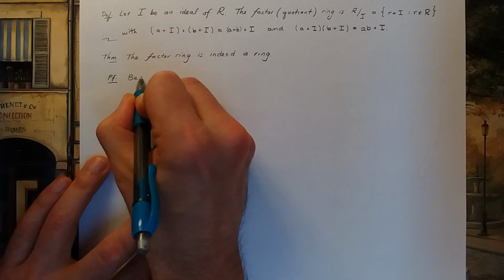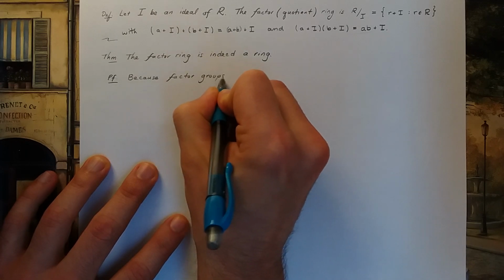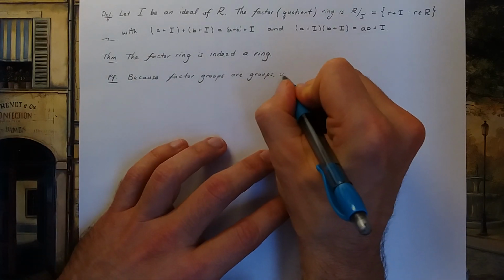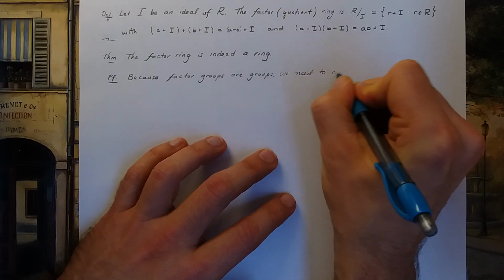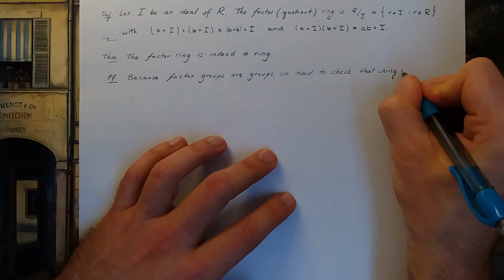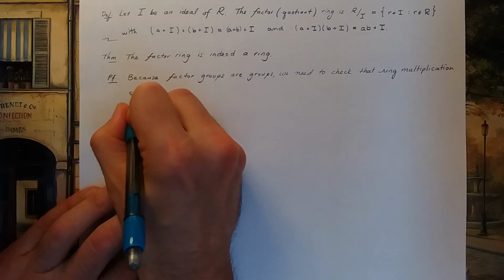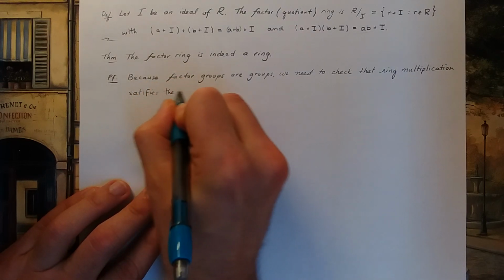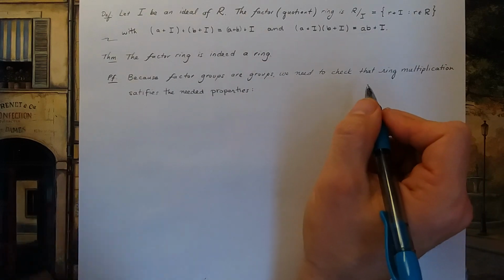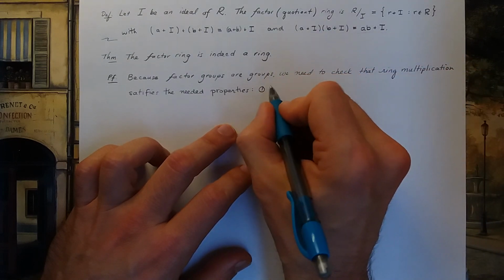So because factor groups are groups, we only need to check that the ring multiplication satisfies the needed properties. What are the needed properties? Well, the first property is that the multiplication needs to be well defined.